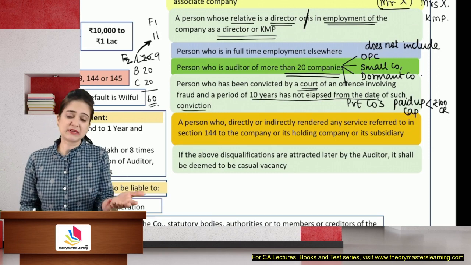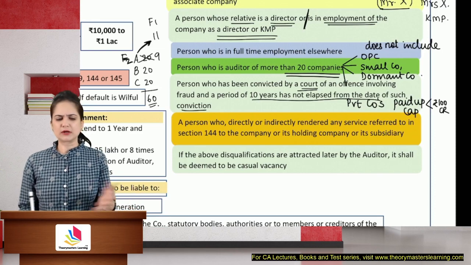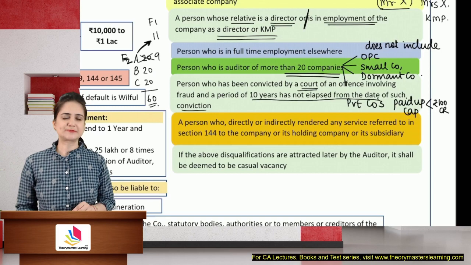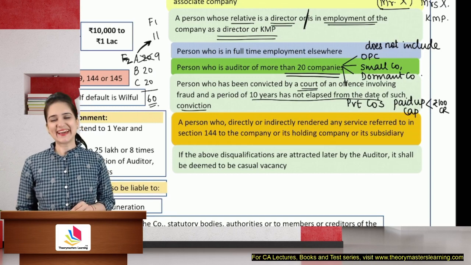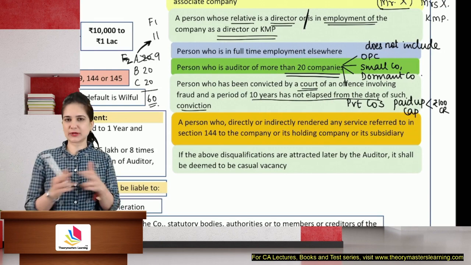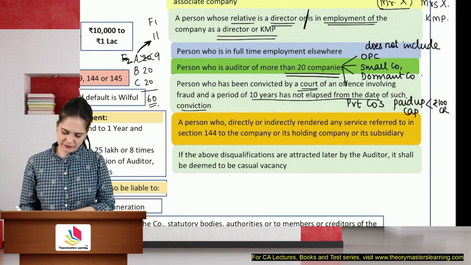So if you have been convicted of some fraud, there are many occasions wherein the auditors collude with the employees, with the management. Yes, and if you have been charged for fraud, 10 years have not elapsed, so that cooling period has not elapsed, you cannot be appointed as auditor of the company.